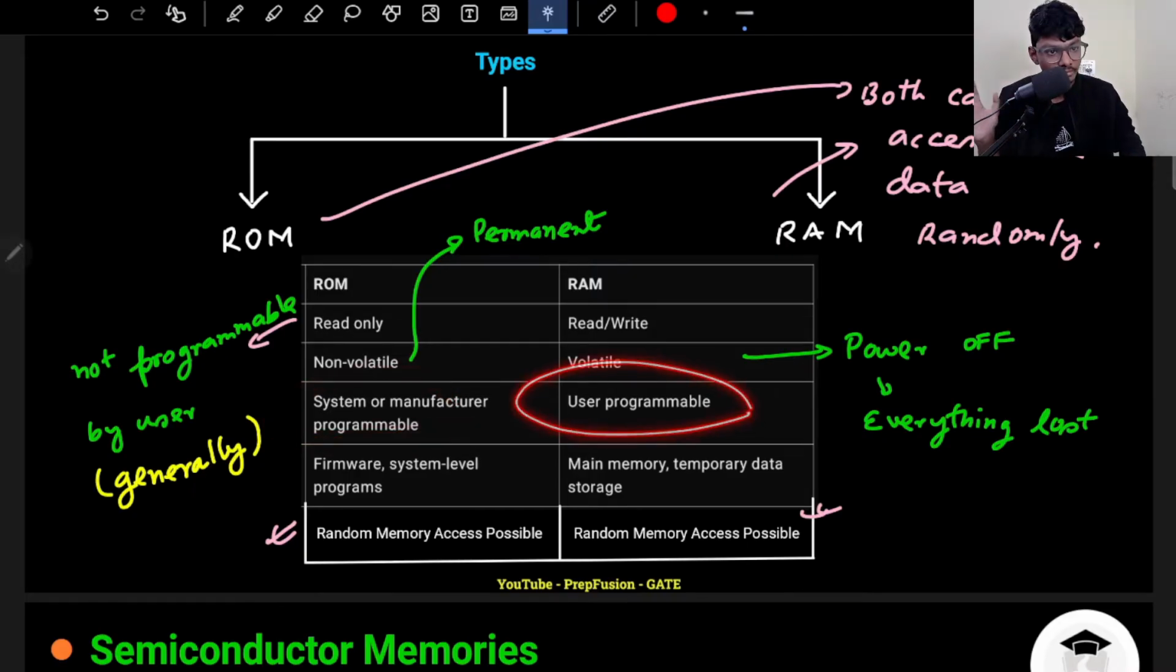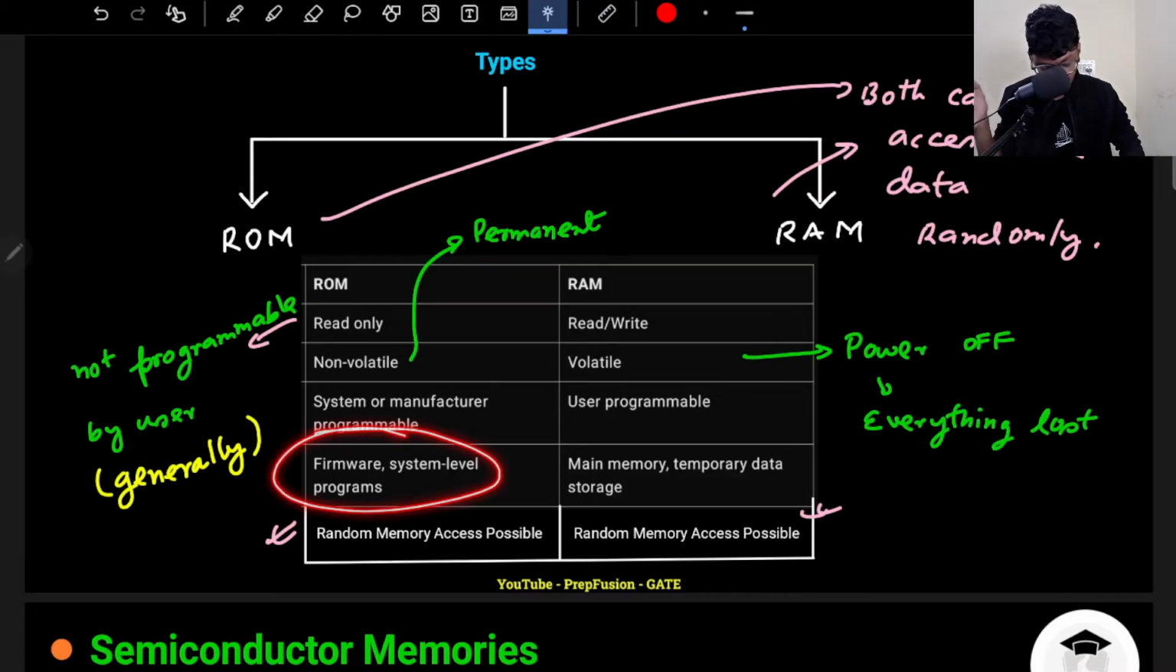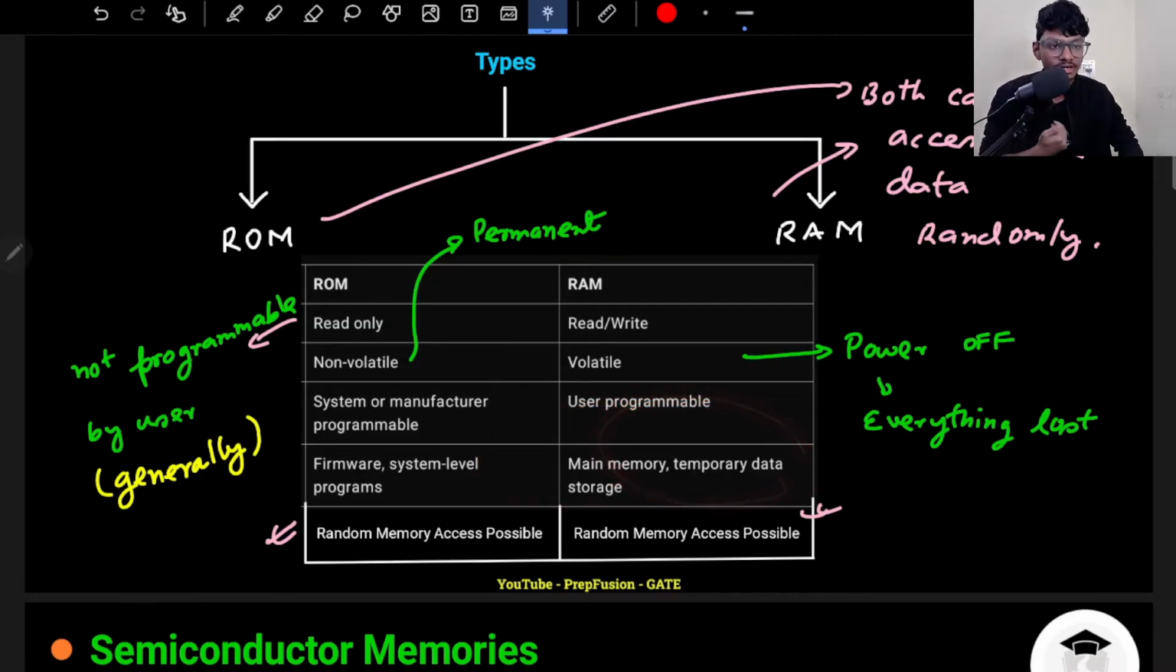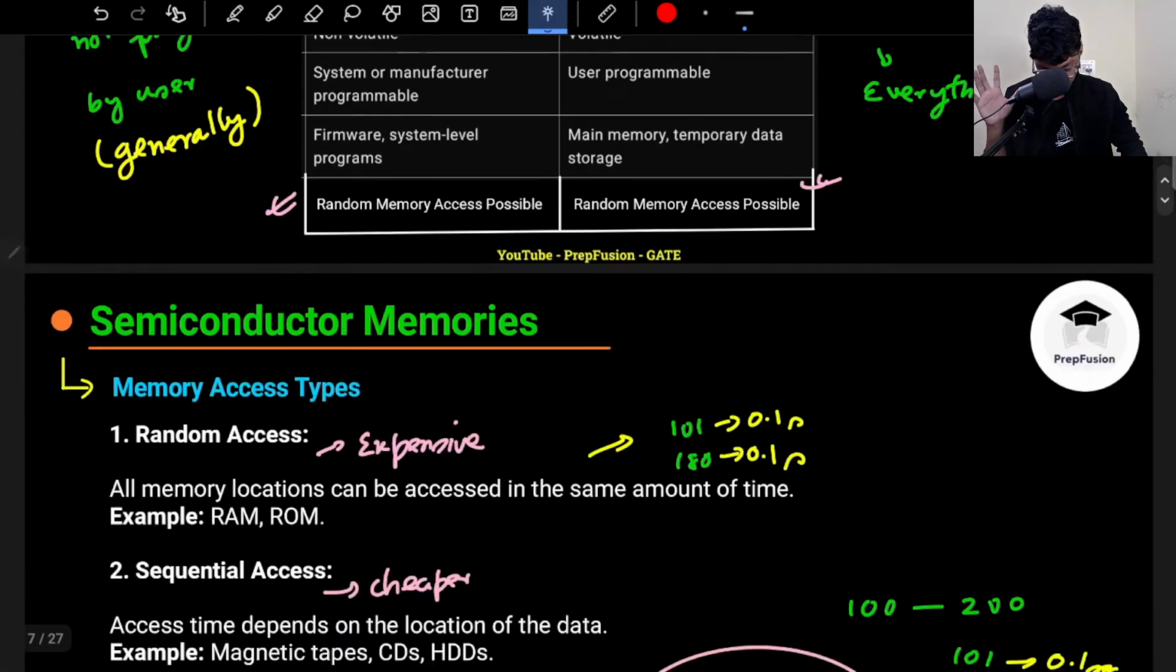But RAM is user programmable. Basically, what does RAM store? It stores the tabs that you're using. On this phone, I'm turning on Netflix, Hotstar, Google Chrome or some other application. Those are stored in RAM. Then I can change those things. That's why it is user programmable. Generally, ROM is used in firmware or system level programs, and RAM is used in main memory for temporary data storage. These are the use cases for RAM and ROM.